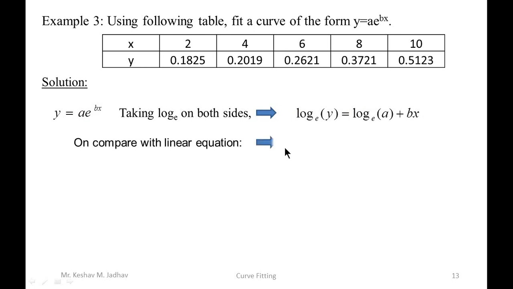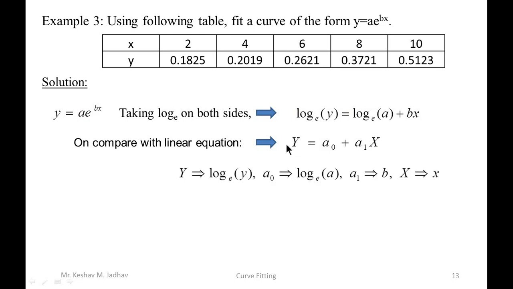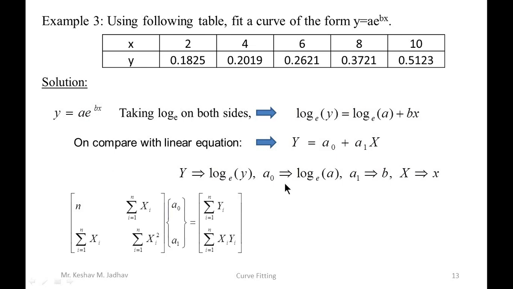So on comparing with the linear equation of the form capital Y is equal to a0 plus a1 into capital X, we can write capital Y is equal to log y, then a0 is equal to log a, then a1 is equal to b, and capital X is equal to small x. So we will get these relations. So similar to the previous example, to find values of a0 and a1, we need to solve this matrix. After finding values of a0 and a1, we will get this straight line equation, and by using these relations, we can get values of a and b.